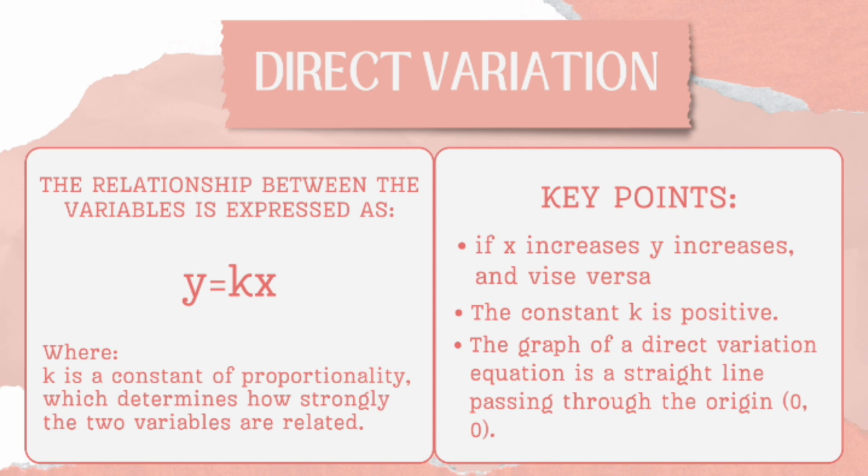Key points. Bullet 1. If x increases, y increases, and vice versa. Bullet 2. The constant k is positive. Bullet 3. The graph of a direct variation equation is a straight line passing through the origin (0, 0).